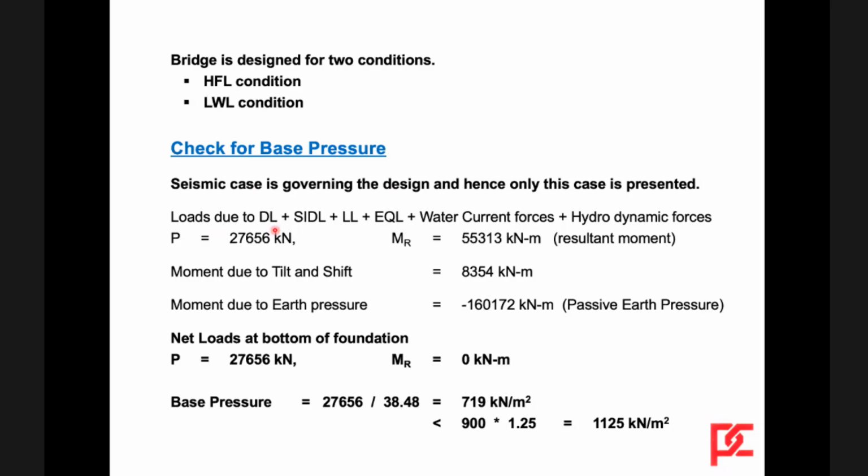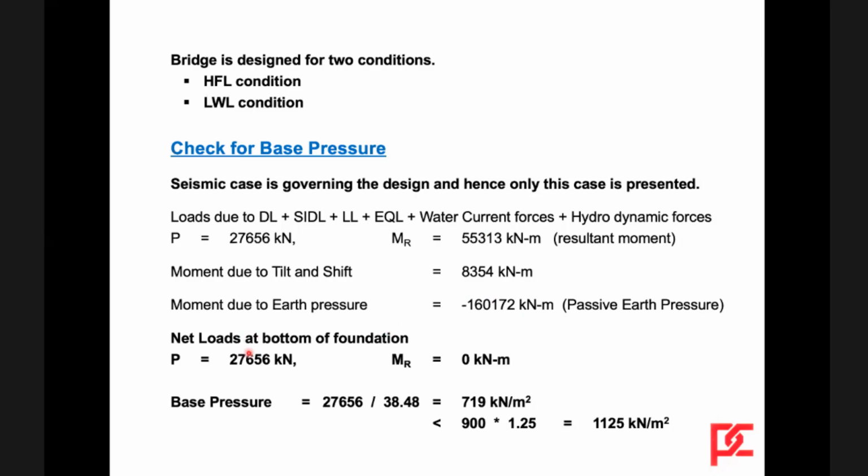The loads due to dead load, SIDL, live load, seismic load, water current forces, and hydrodynamic forces give a vertical load P of 27,656 kN and a resulting moment of 55,313. Then a moment due to tilt and shift of well, 8,000, is considered. Against this, there is a passive pressure moment of 1,60,172 kN-m, which is much higher than this moment. So all the moments are nullified by the passive earth pressure.